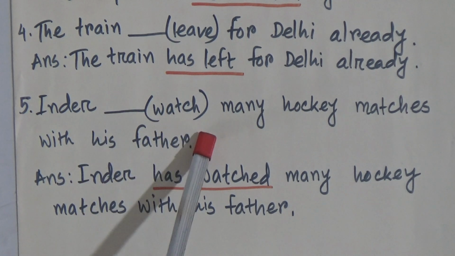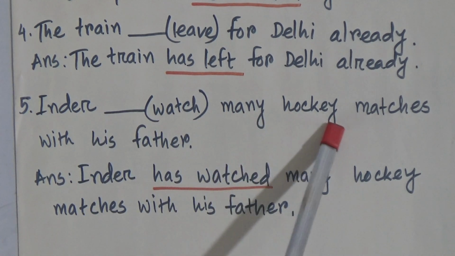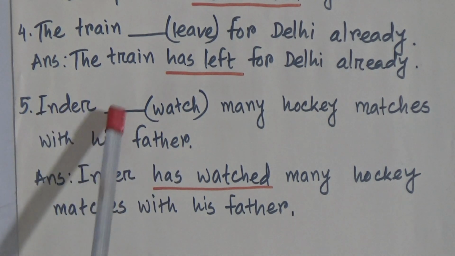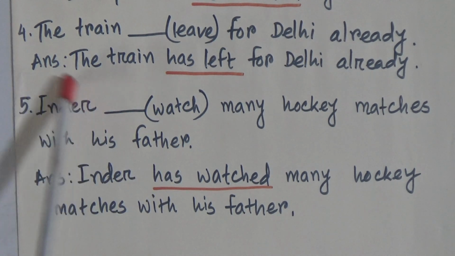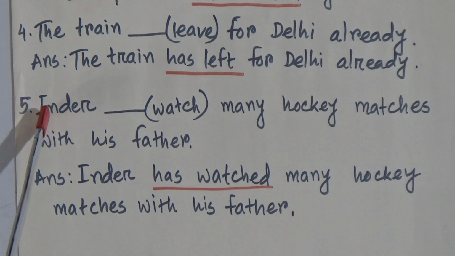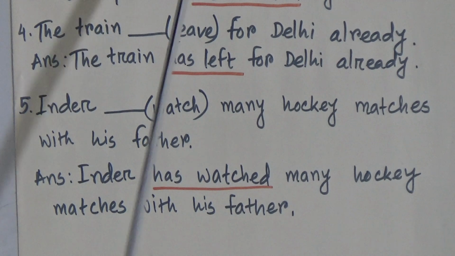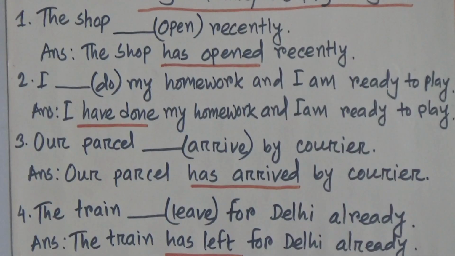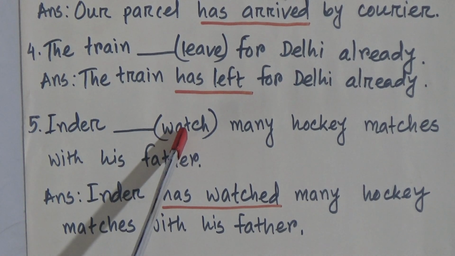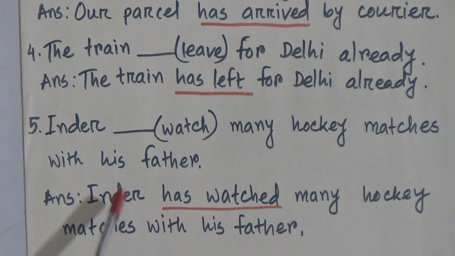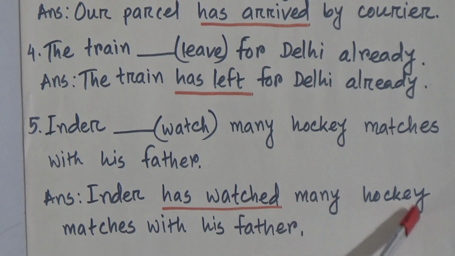Inder have watched many hockey matches with his father. So although Inder is a name, it's also third person singular number. So we have to use a singular auxiliary verb. That means we have to use has. The past participle form of the verb watch is watched. That means Inder has watched many hockey matches with his father.